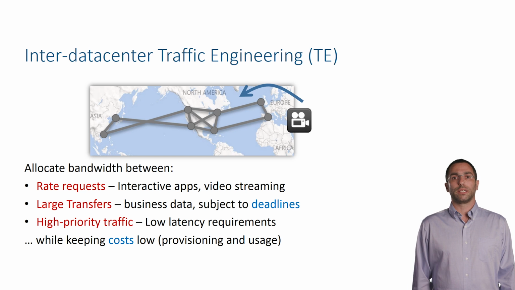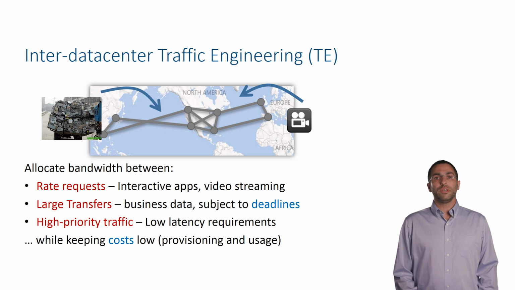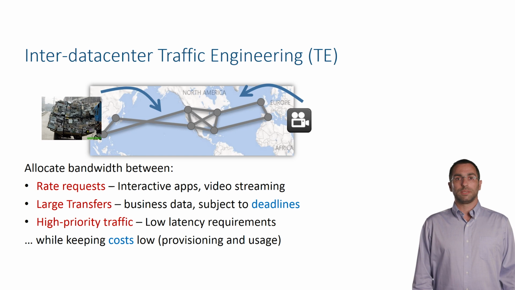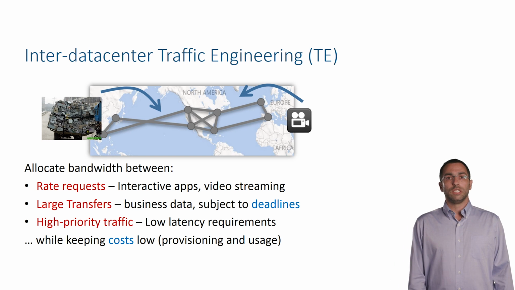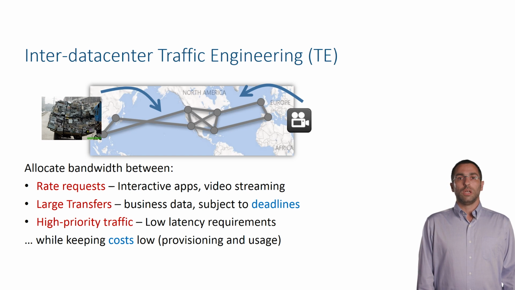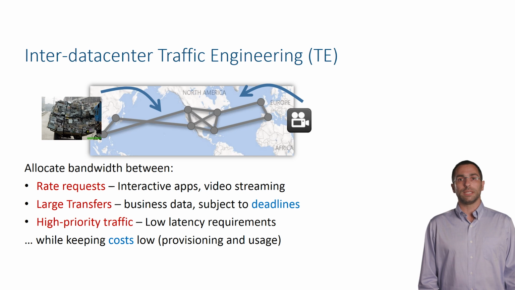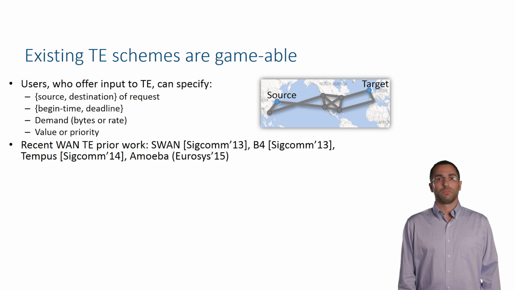Some users require a fixed rate, for example, video streaming applications. Other users need to make large transfers by a certain deadline. For example, transfer a search index from one data center to the other. On top of that, we may have high priority requests that need immediate low latency service.